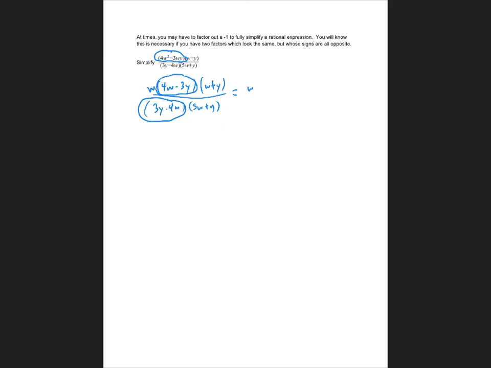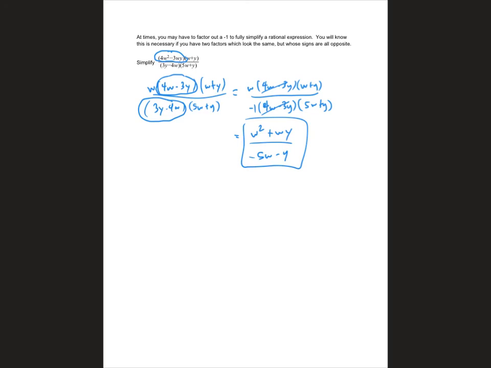So what I'm going to do is take this, and on the bottom, I'm going to pull out the -1 from that first factor. That would make the 4w positive and the 3y negative. And remember, since I'm factoring it out, I don't have to worry about doing anything to the other factors anywhere. Notice that makes that and that the same. So what I end up with is w squared plus wy over -5w minus y. So whenever you have two factors that look exactly the same but their signs are reversed, consider pulling out the -1, and it'll make it a lot simpler.